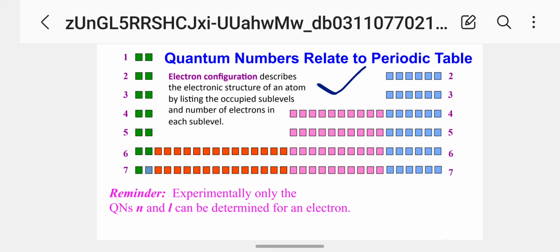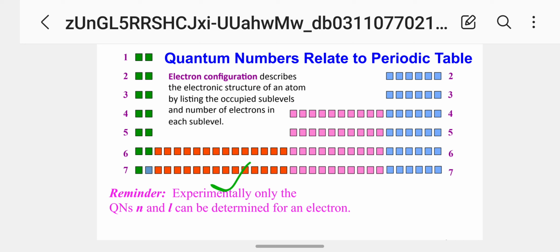Alright, the electronic structure of an atom by listing the occupied sublevels and the number of electrons in each sublevel. That is the general electronic configuration. We have 3 points in here: electronic structure, occupied sublevels, and the number of electrons in each occupied sublevel. That is done. Move towards the quantum numbers related to the periodic table.